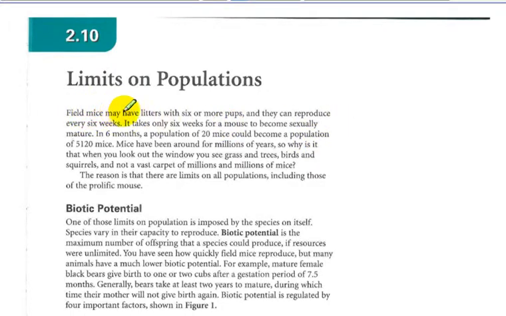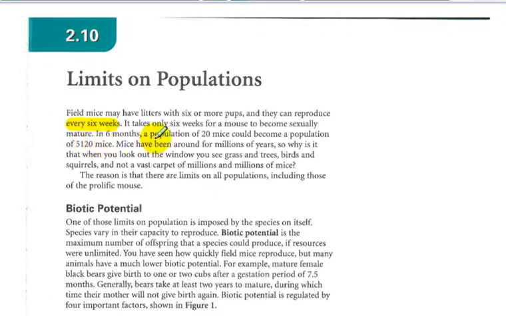So field mice have litters with 6 or more pups. The little ones are called pups. They can reproduce every 6 weeks, which is extremely fast. It only takes 6 weeks for a mouse to become sexually mature. In 6 months, a population of 20 mice could become a population of 5,120 mice. That's amazing. If you see 20 mice, 6 months later it could explode to that, assuming that the resources are there.